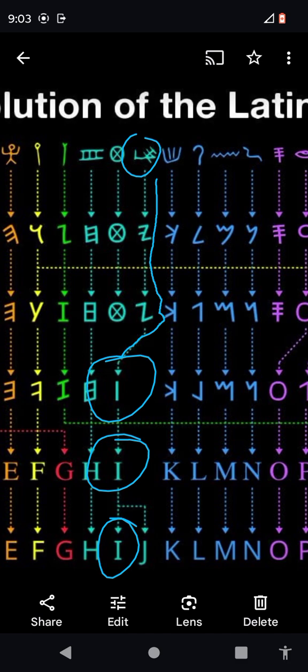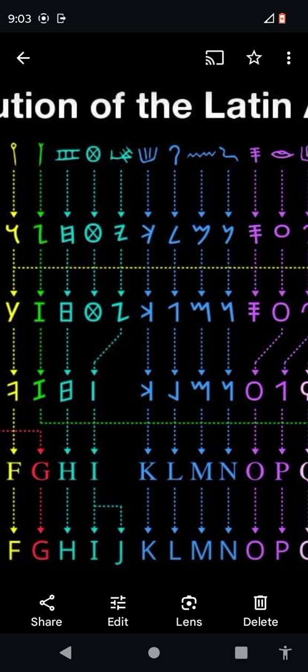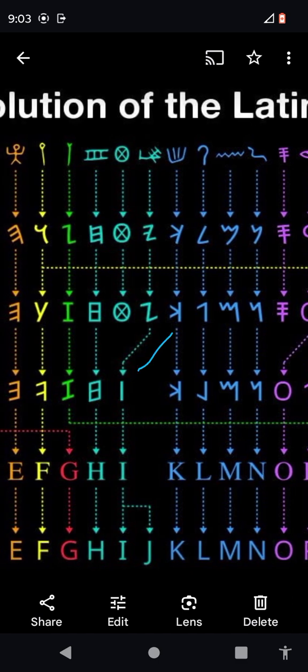So with that being the case, as you can see right there at the bottom, how our little line comes down and it breaks off. And it goes both ways. It goes to the I and the J. So this is how the letter Y came to be the letter I and the letter J. And I have some information.